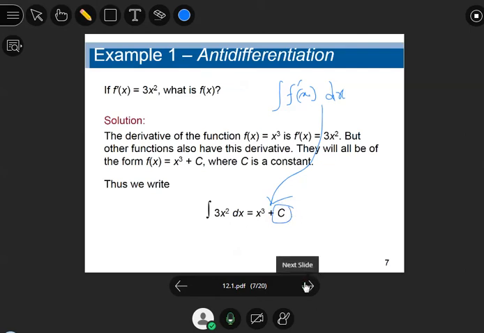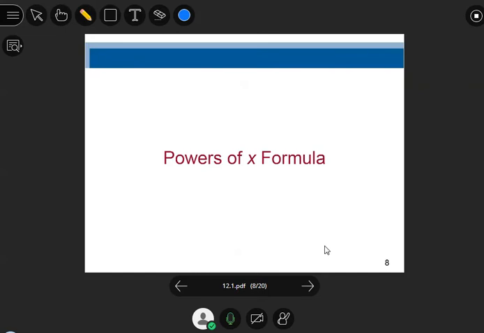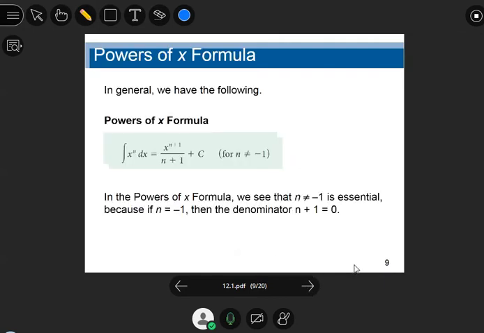Let's see. First we learn about the power of x formula. This is the given formula. If x to the power n, where n may be some value but is not equal to -1, this is important. If we integrate this, our answer is x to the power n plus 1 divided by n plus 1, plus c.